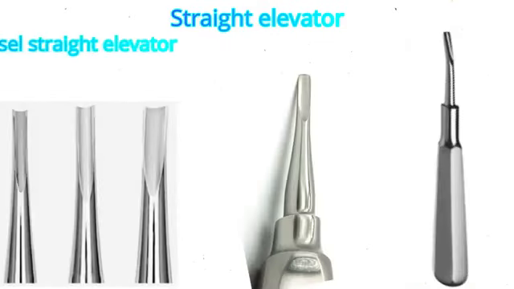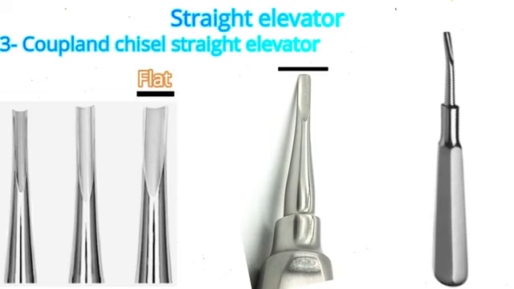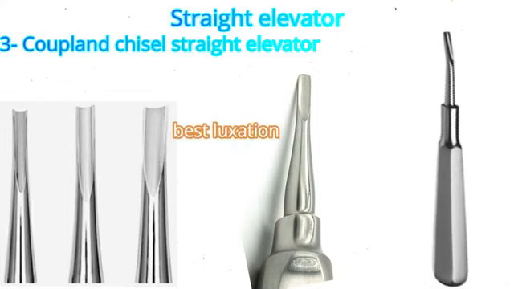The third one is the Copeland chisel straight elevator, which has a flat tip, not rounded, and a smooth concave inner surface. This one provides excellent luxation since the concavity is highly configured to the root. It can luxate an entire tooth before extraction. It can be used in wedging and luxation.